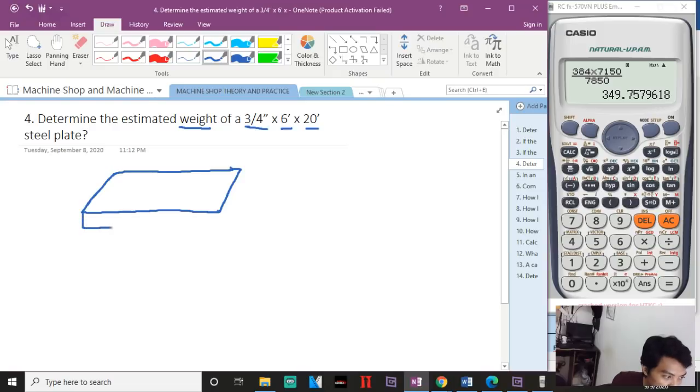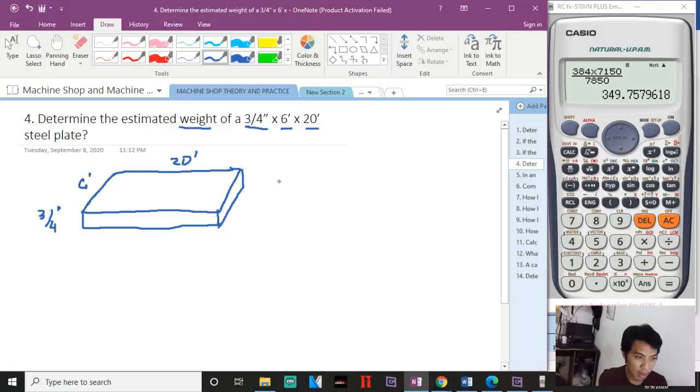Machine elements, hindi na kayo magdo-drawing ha, pag nag-machine elements tayo. Solving yun. So, ito, 3/4 inch. Tapos ito, 6 inch. 6 feet. Tapos ito, 20 feet. What will be the weight?